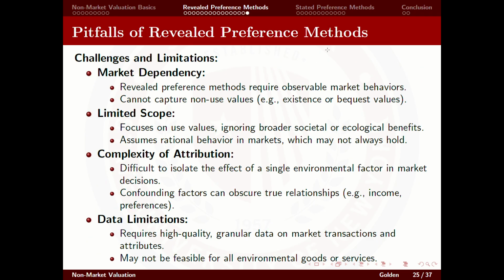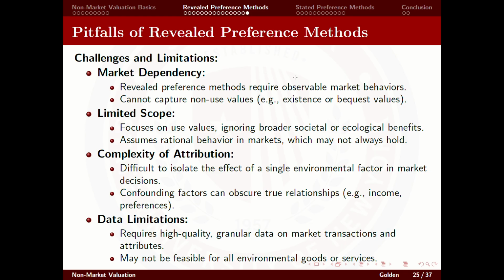So now we've gone through all of the revealed preference methods. Let's talk about some challenges and limitations. First off, they require observable market behaviors. It's difficult to capture non-use values. Fundamentally, when we're thinking about revealed preference, we're assuming there's a market. It's hard to think about non-use values. They're somewhat limited in scope because they ignore broader societal or ecological benefits, and they assume rational behavior by markets, which does not always hold. There may be benefits that are not internalized, or maybe people don't know how much things are worth. Maybe they're selling it for too little.